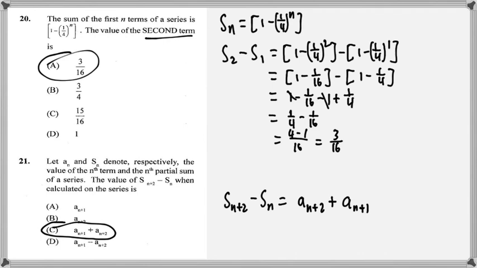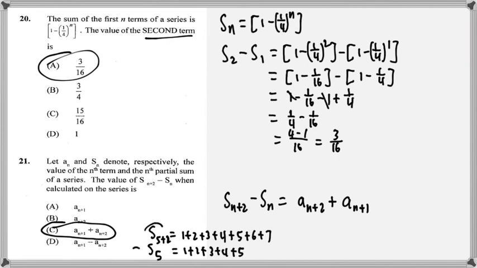Let's say n is 5, and the series that we're looking at is 1 plus 2 plus 3 plus 4 and so on. If n is 5, then S subscript n plus 2 will be S7, which would be 1 plus 2 plus 3 plus 4 plus 5 plus 6 plus 7. And then S subscript n with n as 5 would be S5, which is 1 plus 2 plus 3 plus 4 plus 5.